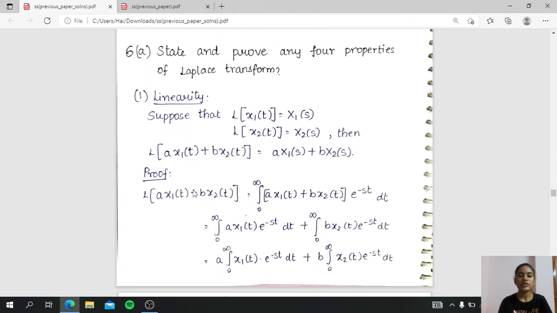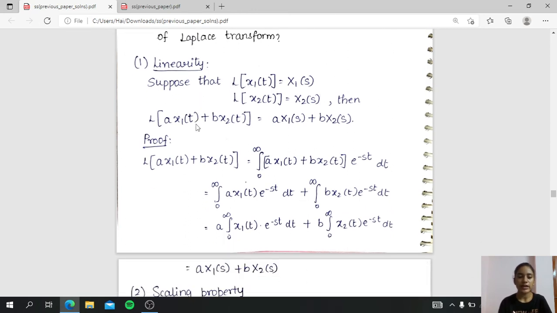So next question: state and prove any four properties of Laplace transform. The first property is linearity. If the Laplace transform of x1 of t is equal to x1 of s and the Laplace transform of x2 of t is equal to x2 of s, then the Laplace transform of a into x1 of t plus b into x2 of t will be a into x1 of s plus b into x2 of s.